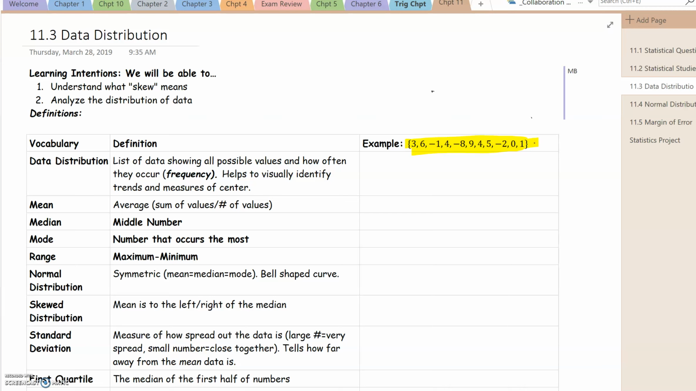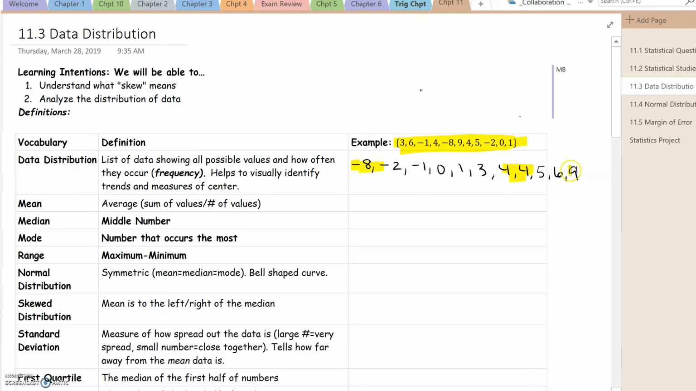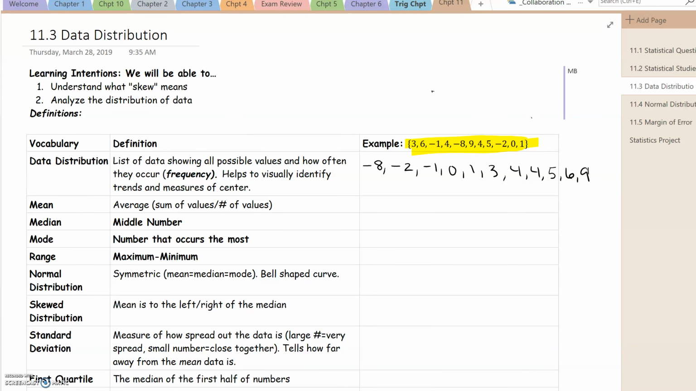So I'm going to start at our smallest number, which is -8. And then the next number is -2, -1, 0, 1, 3. We have 2 4s, a 5, a 6, and a 9. By ordering our numbers this way, it helps us see some trends. Now we can easily see that 4 is repeated, -8 is the smallest number, and 9 is the biggest number. Those are just a couple benefits to ordering our data.